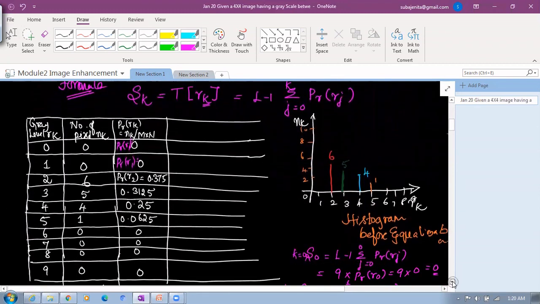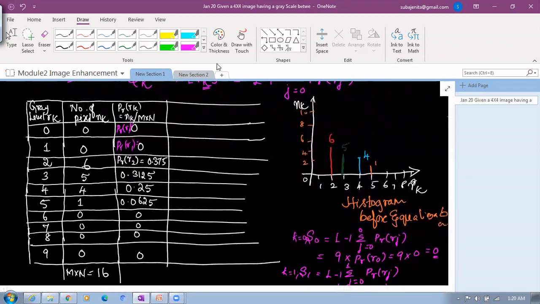Just continuing in the same table with 2 steps. The steps are very simple: let us multiply the previous column by L minus 1. In this case, L minus 1 is 9, remember. Then 0 into 9 is 0. 0 into 9 is 0. And 0.375 into 9 is 3.375.